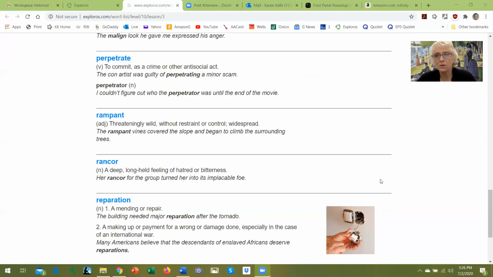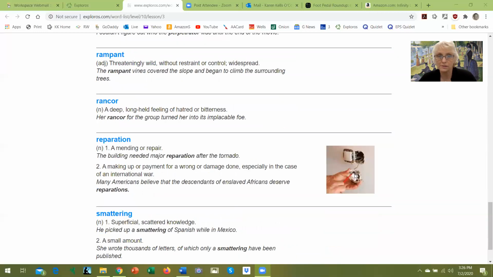Reparation is a mending or a repair. The building needed major reparation after the tornado. That's an easy one, sounds like repair. Making up or payment for a wrong or damage done, especially in the case of an international war. Many Americans believe that the descendants of enslaved Africans deserve reparations.